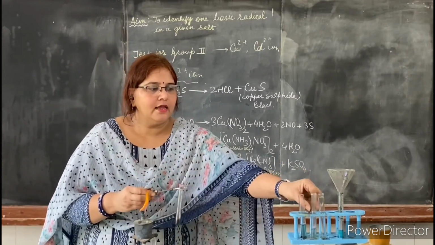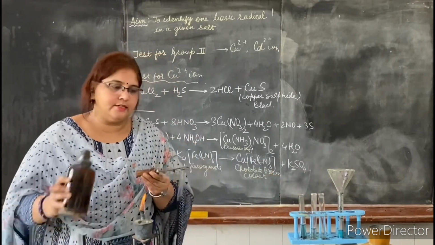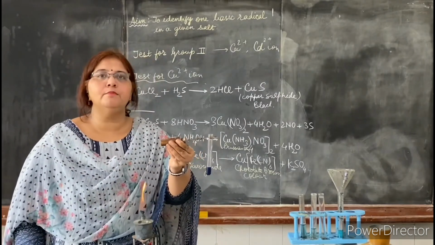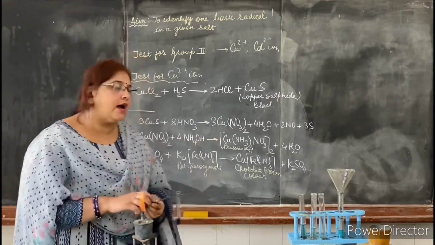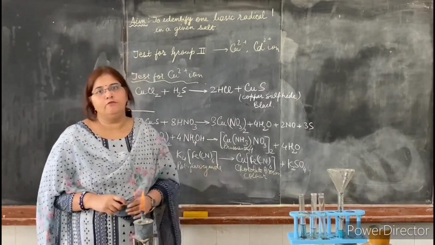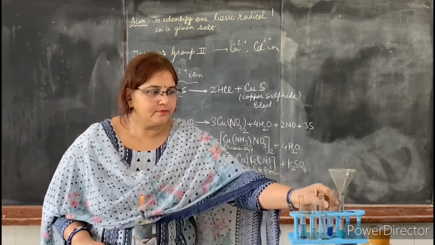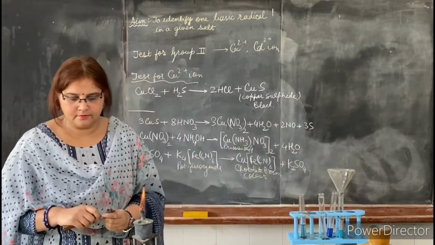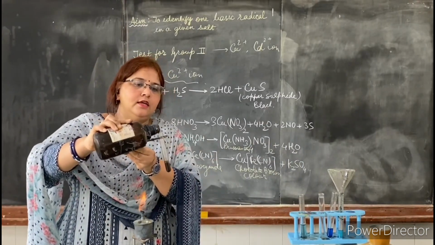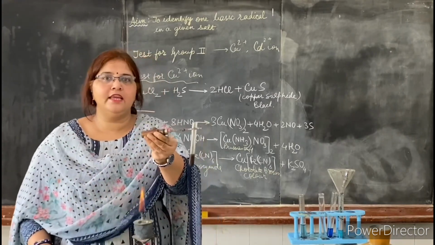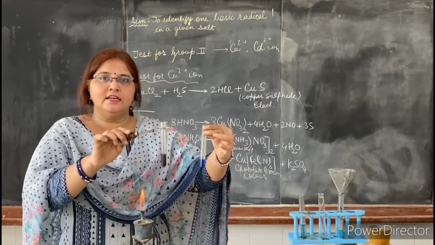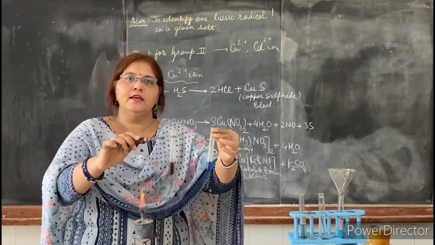To the first part, add ammonium hydroxide. And you see, you have obtained a Persian blue color. To the second part, add potassium ferrocyanide to get the chocolate brown color of the complex. Second part, we are adding the potassium ferrocyanide. You see, a chocolate brown color is obtained. So this means that over here, the copper ion is confirmed. This is the blue coloration, this is the chocolate coloration.